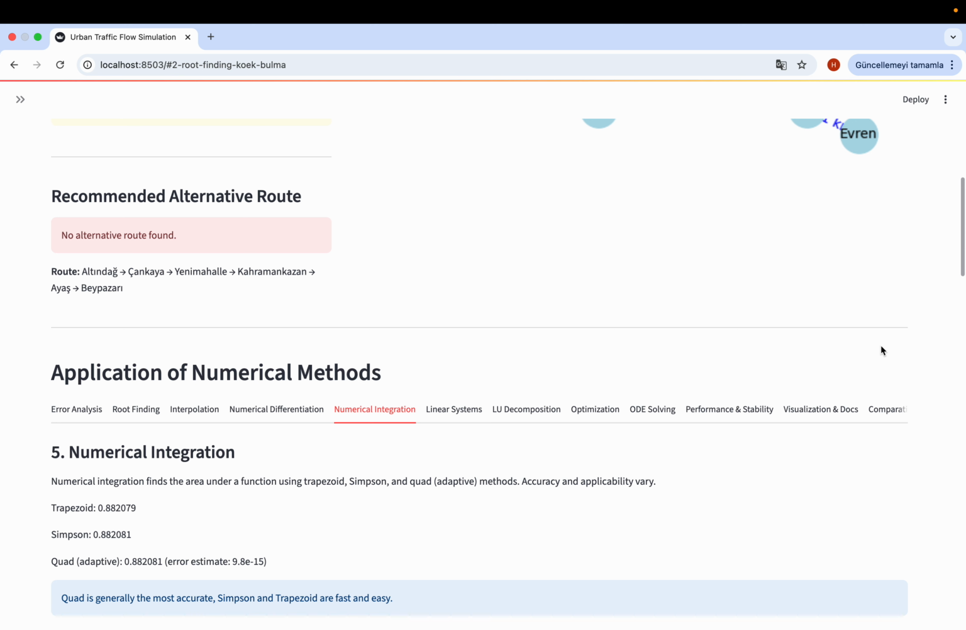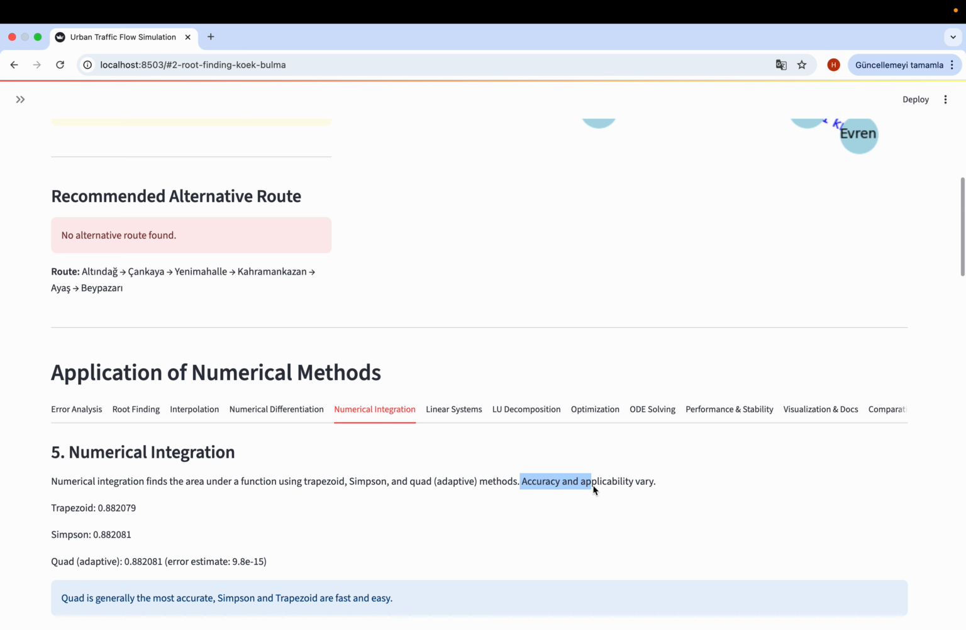Simpson's rule was most accurate for smooth curves, while quad was best for irregular real-world data. Numerical integration finds the area under a function using trapezoid, Simpson, and quad adaptive methods.